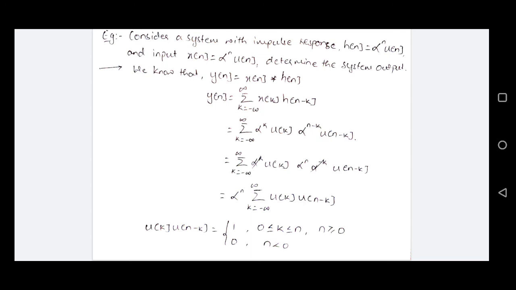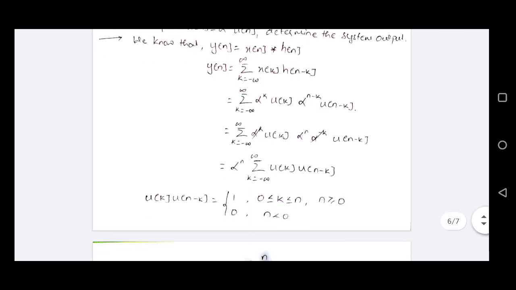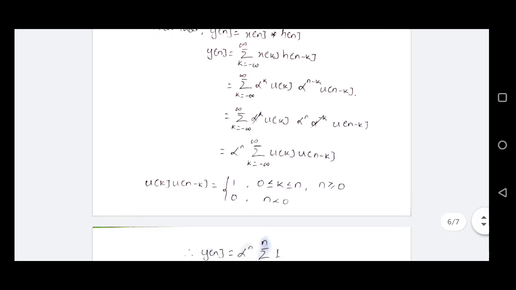And we know that to obtain the output, we'll have to perform convolution between the input and the impulse response, which is defined as summation from minus infinity to plus infinity x of k h of n minus k. We'll not use the graphical method here because it is pretty straightforward. We'll just use equations, simplify them, and obtain the output. If you substitute x of k and h of n minus k, it will be rewritten as alpha to the power k u of k and alpha to the power n minus k u of n minus k.